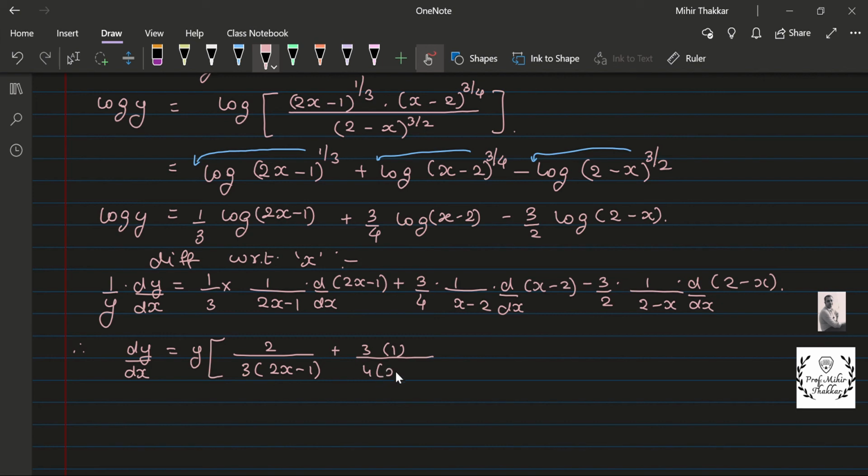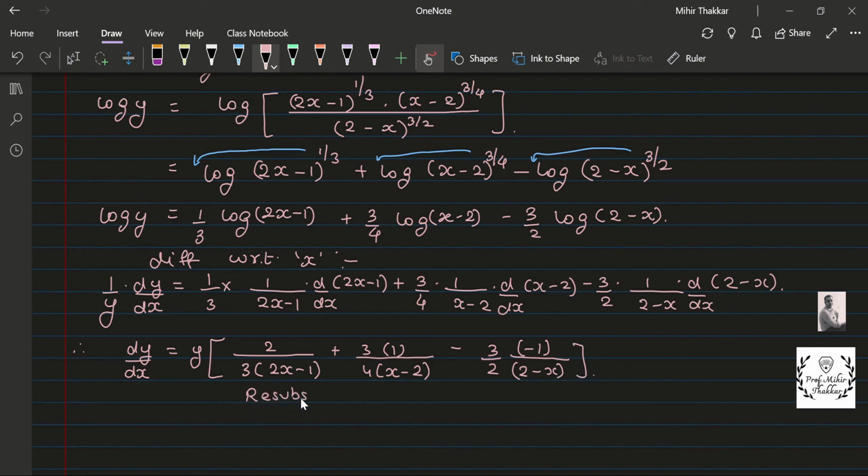4 into (x minus 2), minus 3 upon 2. Derivative of 2 is 0, but derivative of minus x is minus 1. So if you forget this minus sign, there will be an issue guys. So do not forget this minus sign, please. So it is minus 1 into (2 minus x).